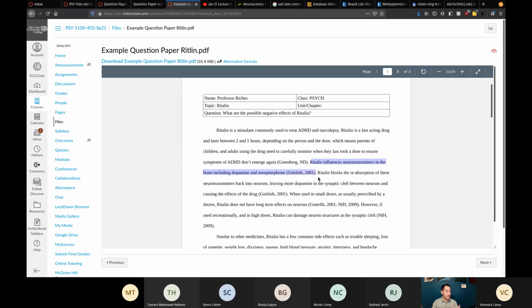So I got that fact. I learned that from this Gottlieb article from 2001. So I didn't just come up with that myself. I didn't do the original research to learn that. I learned it from reading this paper. So I cite that paper.